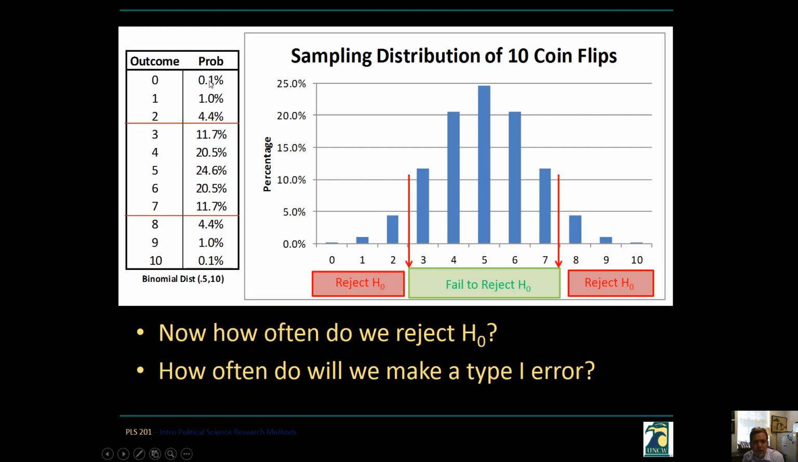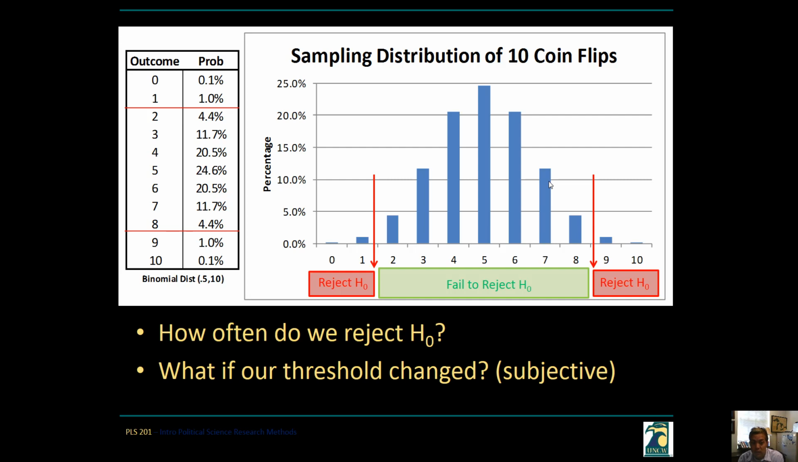But here, you add all these up, and you have 5.5 plus 5.5. 11% of the time, you're rejecting the null hypothesis. But 11% of the time also means it's possible that a fair coin actually falls into this range. So we could be making a type 1 error 11% of the time if this was our threshold. And up here, we'd be making a type 1 error 2.2% of the time.